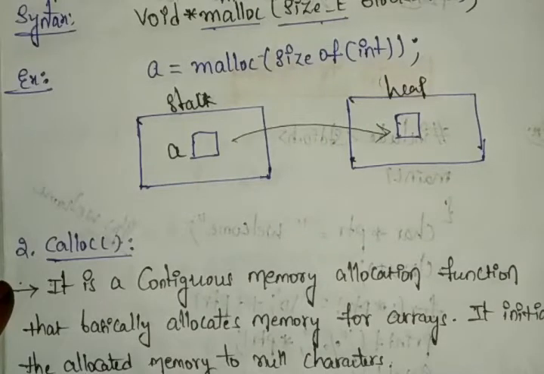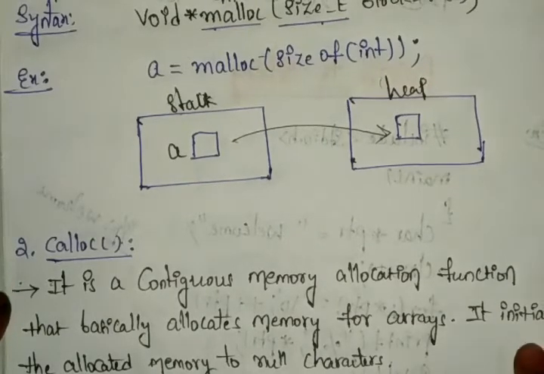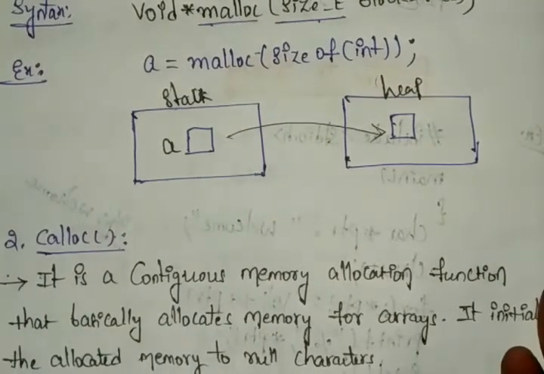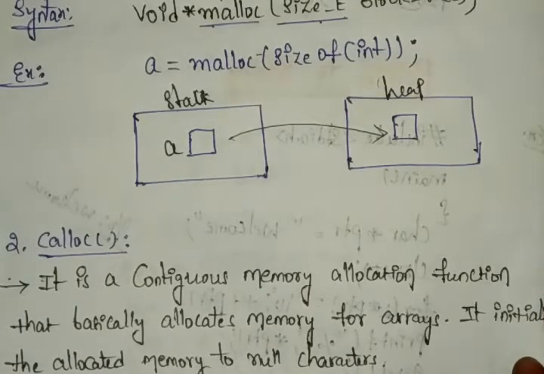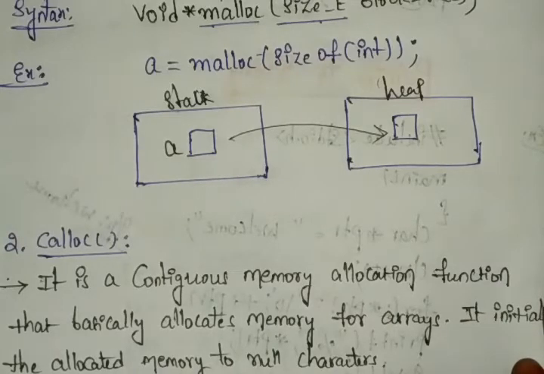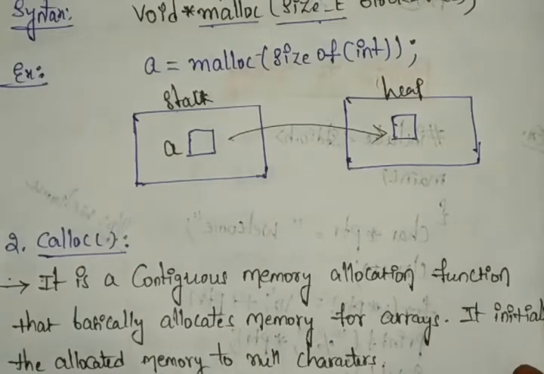C means contiguous memory allocation. Normally you can see we have arrays, right? Arrays use contiguous memory locations. So whatever elements you have, we are storing those elements in the form of contiguous memory locations. Same like that, you can see here.